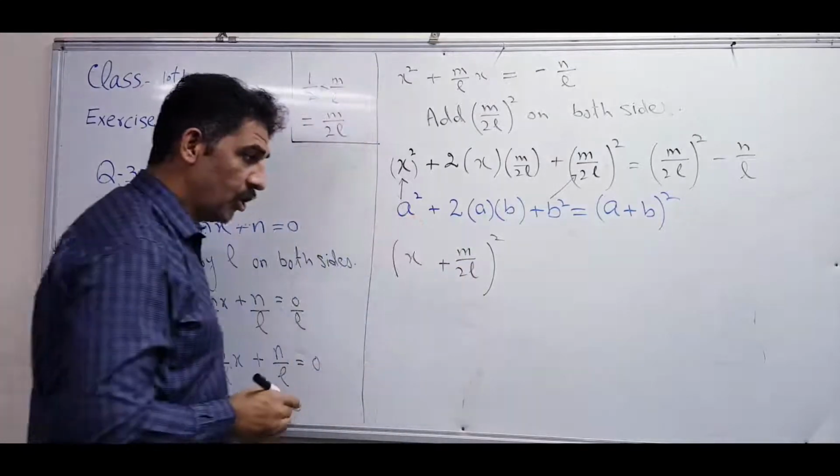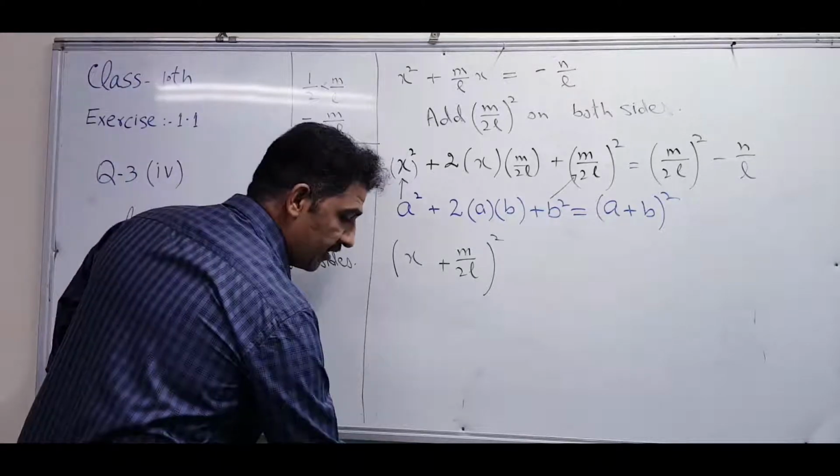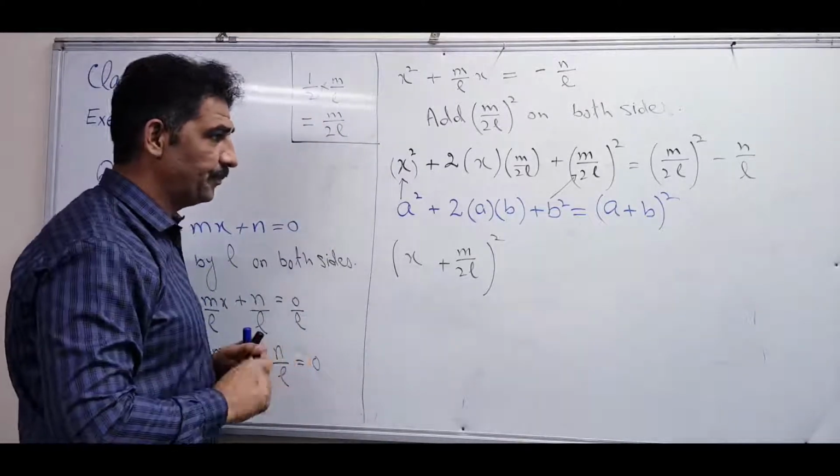M over 2L whole square. Actually, the marker is not working properly. Sorry.